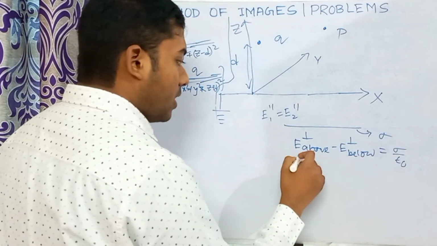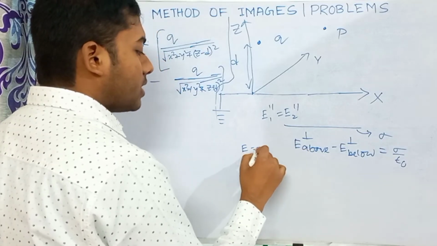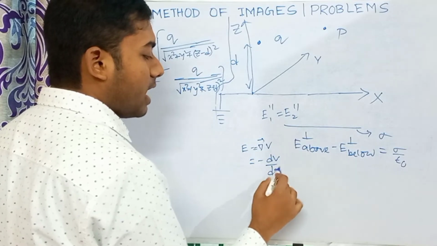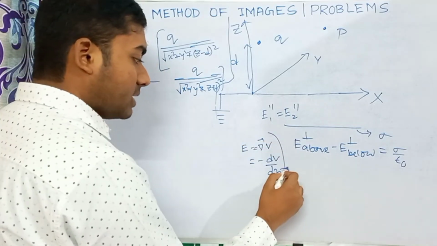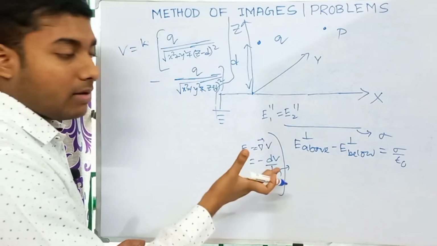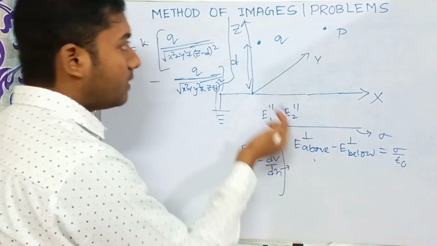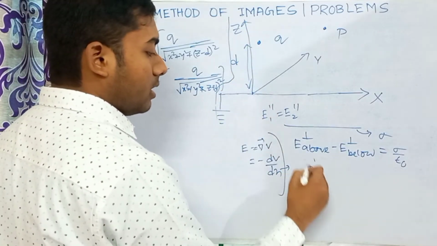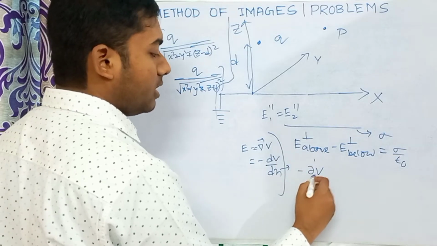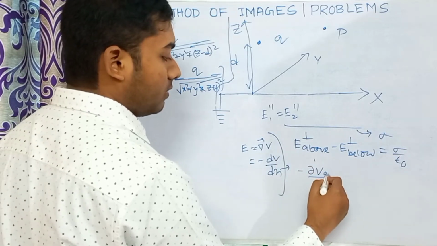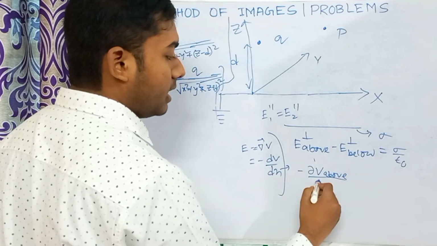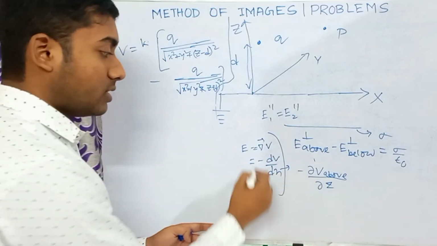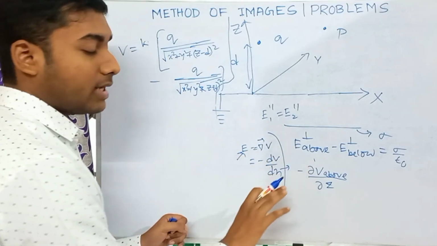We know this. Now we know that E equals minus grad phi, that means minus dv dn. Here n means the perpendicular direction, so the derivative is along the perpendicular direction. As this is z, the perpendicular is z, so here the derivative will be minus dv above by dz. So this denotes E above.